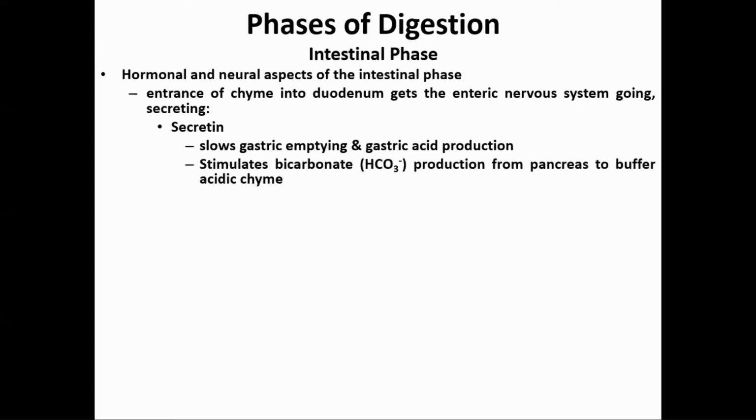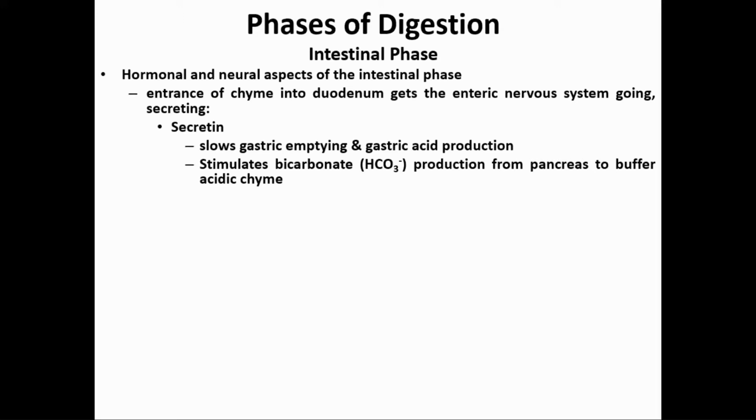It stimulates the bicarbonate production from the pancreas so that the acidic chyme which arrives from the stomach into the duodenum will be neutralized. Okay, if secretin is not produced and there is no pancreatic secretion, then the acidic chyme will erode the duodenal mucous membrane and cause duodenal ulcer.